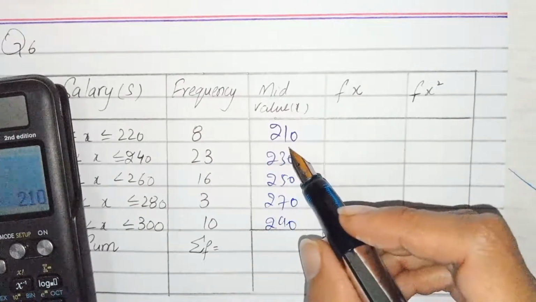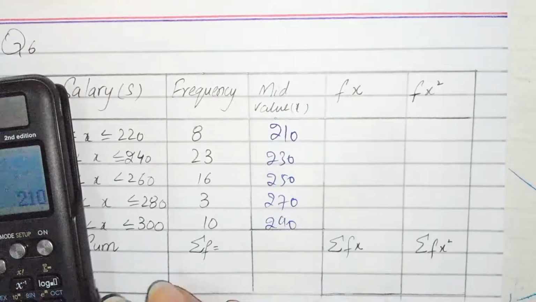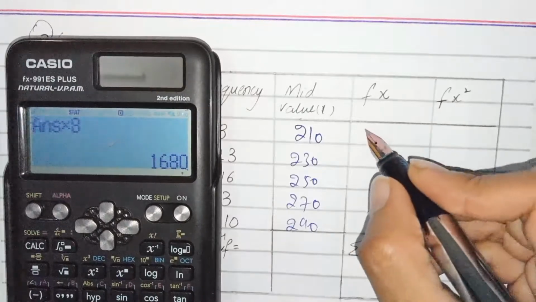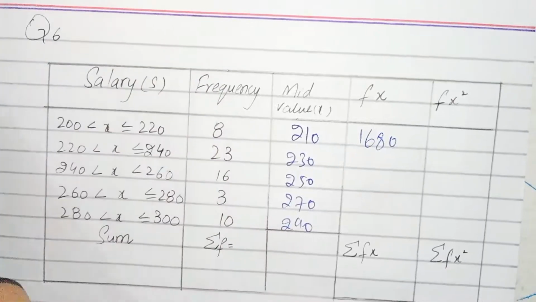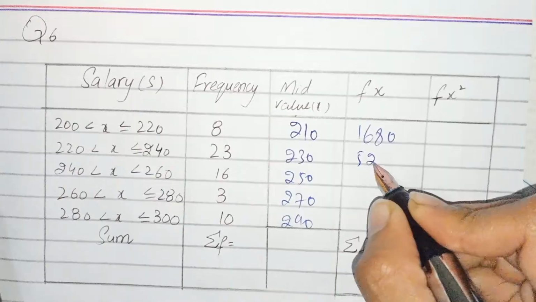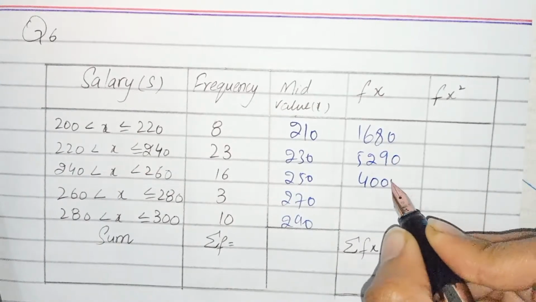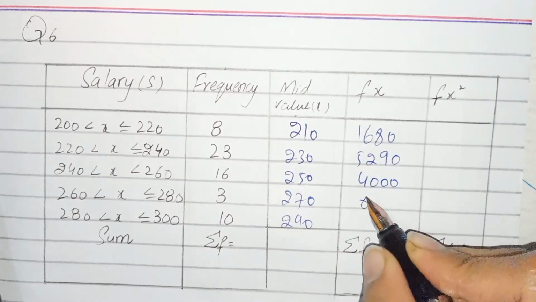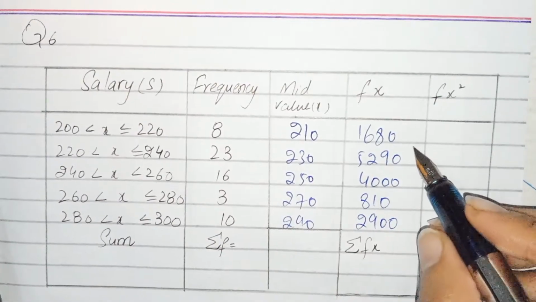And now we have to multiply the frequency f with x. 210 multiplied by 8, we get 1680, and 230 multiplied by 23, we get 5290. This we get 4000. 270 multiplied by 30, we get 810, and this is 2900.